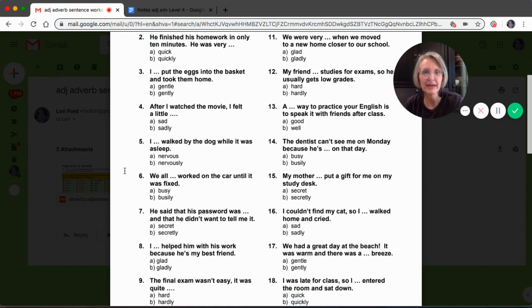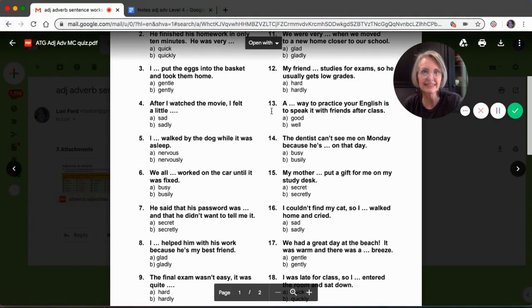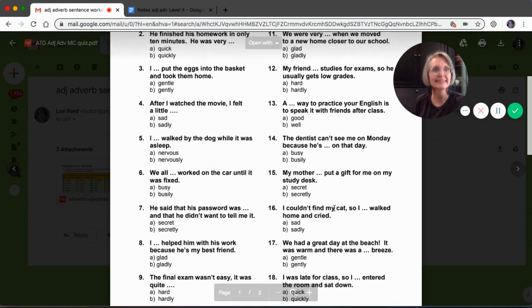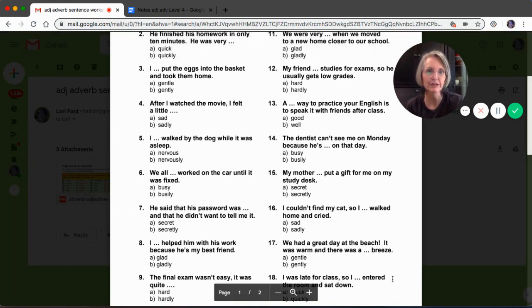All right, so you have 18 questions to choose from. Each one has an adjective choice and an adverb choice, and you can check your own answers. So I hope this will help you. I want you still to work on the story about an emergency, something that happened in your own life, and hopefully having a little adjective adverb practice will help.